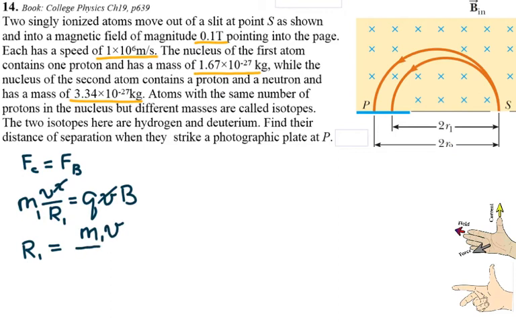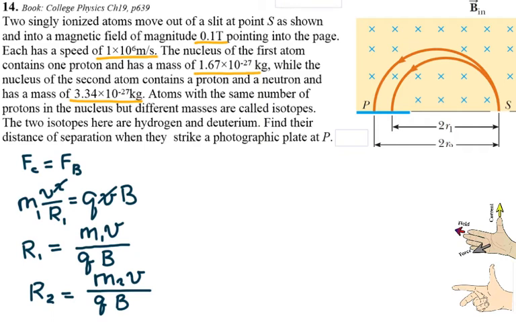So r1 is equal to, I can cancel one of the velocities from both sides, so I will have m1v divided by qB. And for the second one, we're going to have m2v, and they both have the same velocity when they enter, divided by qB.